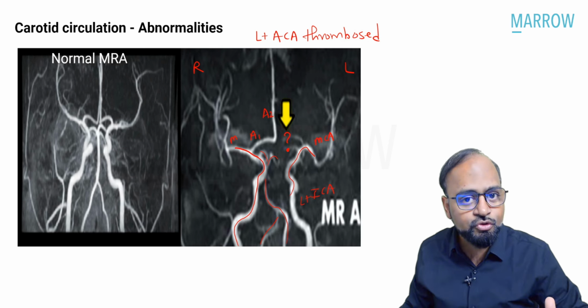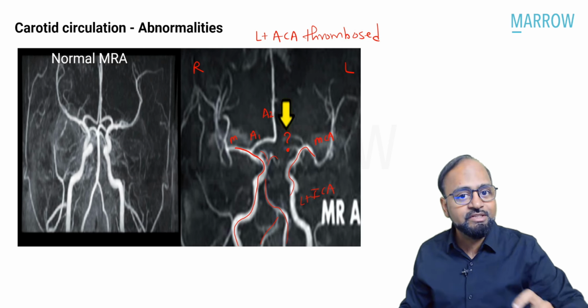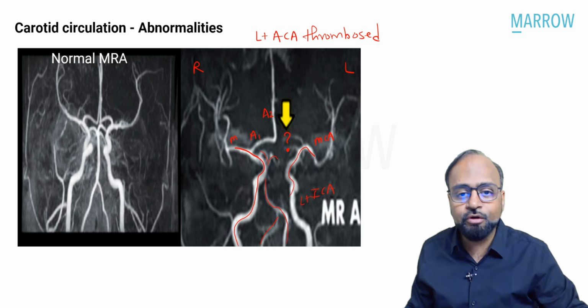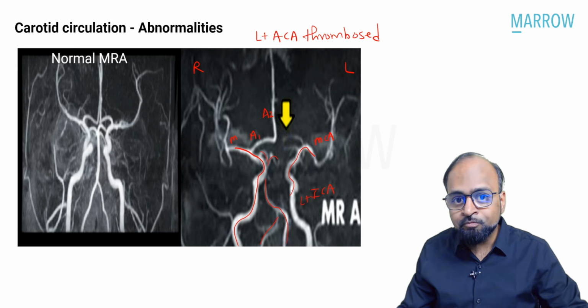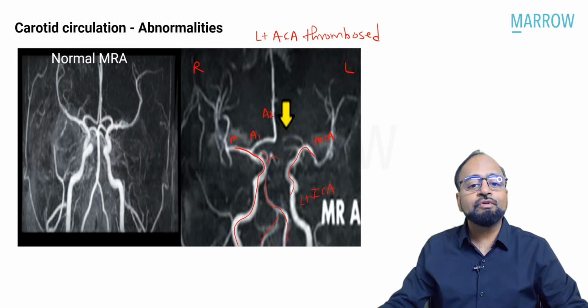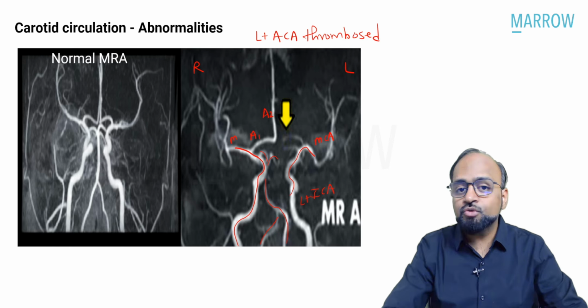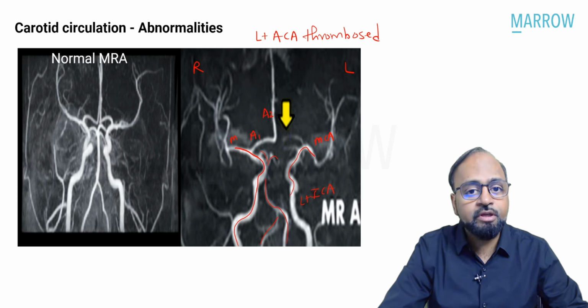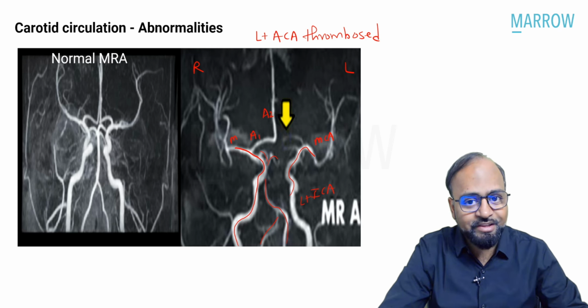This was a patient of stroke in which there was an ACA territory infarct on diffusion weighted images. And when we did an MR angio, the signal from the left anterior cerebral artery was not visualized, and therefore we concluded that it was thrombosed. So this is what they could probably ask you next time in a case of acute stroke. This is the finding that we are able to see.